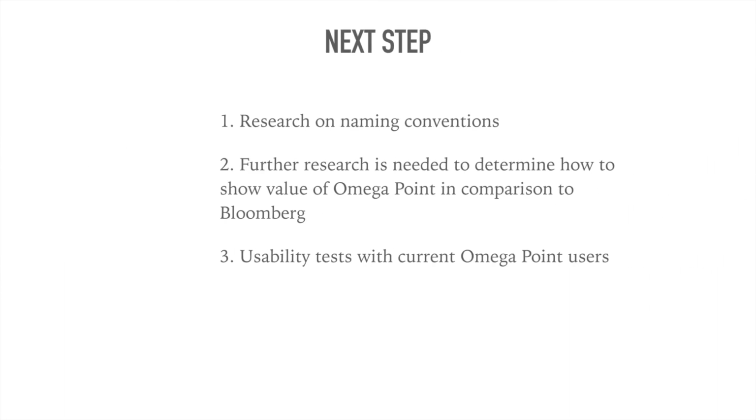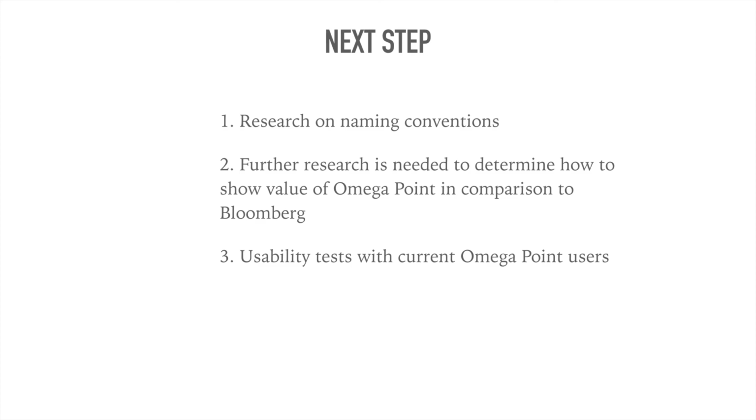So we have three next steps for our client OmegaPoint. The first would be to take a look at naming conventions. This came up in both our comparative analysis as well as the usability test, where users weren't really too sure what simulations meant. In other tools, we found this was commonly referred to as what-if analysis or scenario planning.